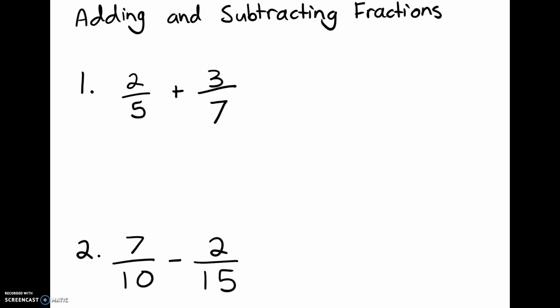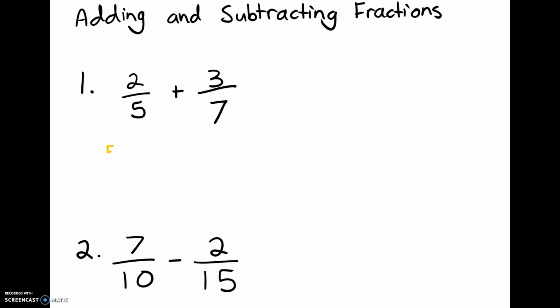Hello, today we're talking about adding and subtracting fractions. In these two examples, we're going to look at how we add and subtract fractions with different denominators, so when we don't have a common denominator already. First example, we have 2/5 plus 3/7. You can see we do not have a common denominator yet.